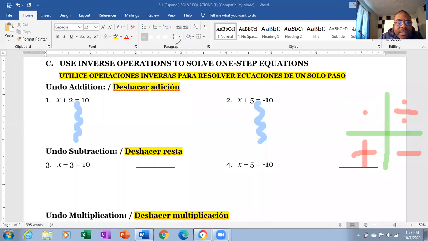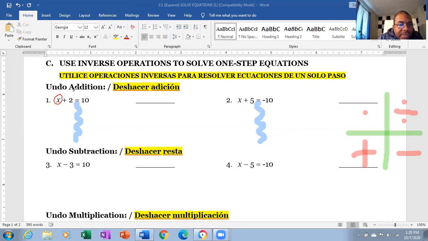X plus 2 equals 10. Well, we just said that we want to do the inverse. We're trying to figure out what X is. What value, what number is X? To do that, we have to get rid of everything on this side except for the X.